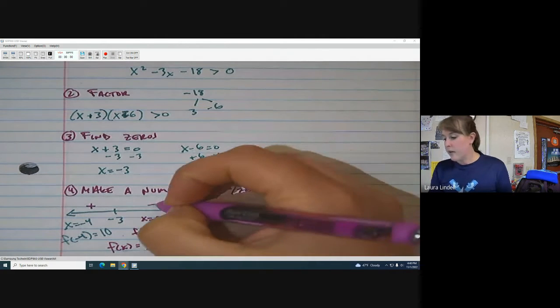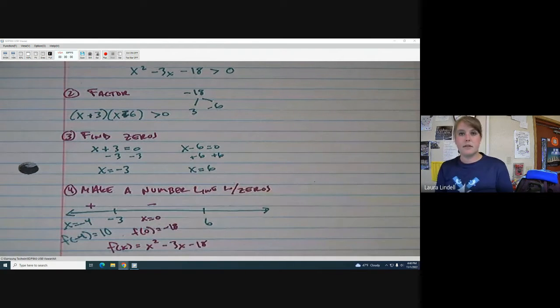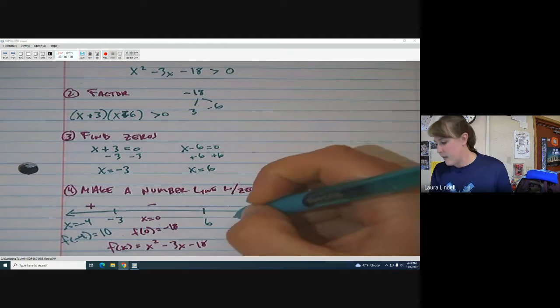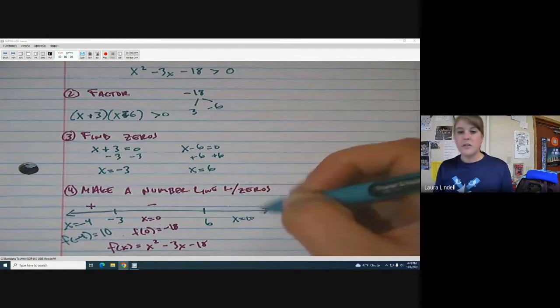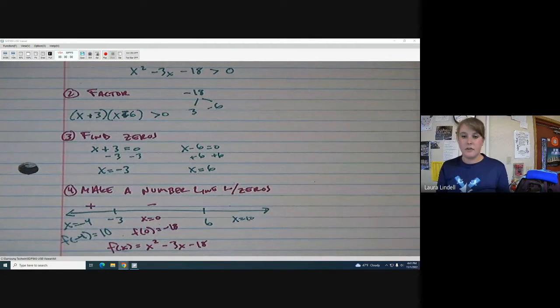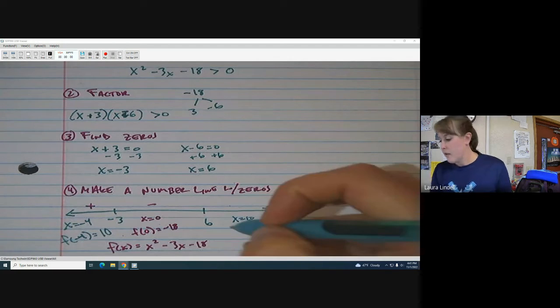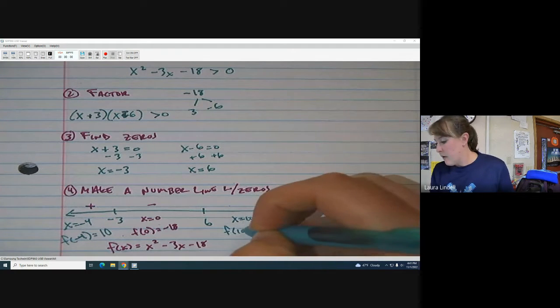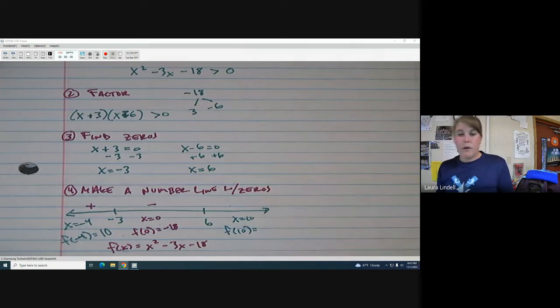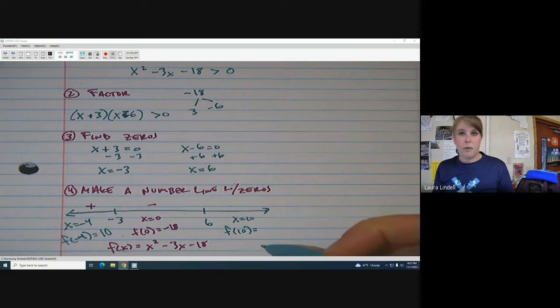And now I'm going to do the same thing, but I'm going to plug in, let's go with x equals 10 or something. Just a nice value that's greater than 6. So we're going to do f of 10. If you wanted to, you could do f of 6.5 or f of 7.375 or f of 100. Anything that's greater than 6 is fine, but 10 is usually an easy number to work with.